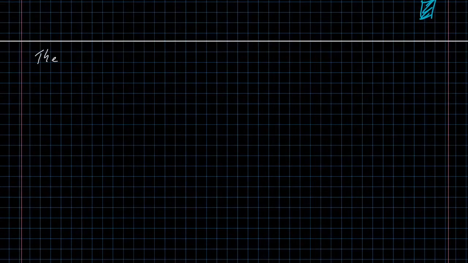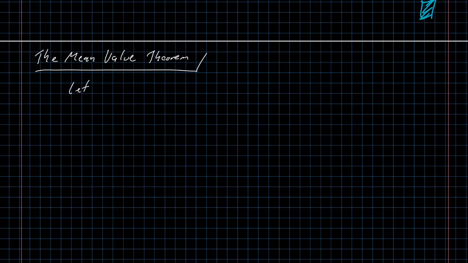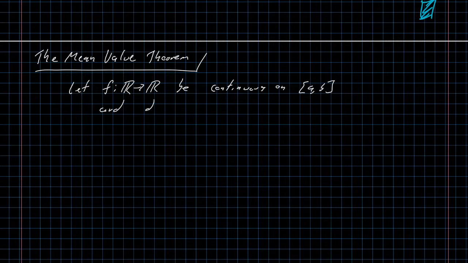That's actually all we need in order to prove the mean value theorem itself. The mean value theorem has basically the same setup. Let's let f be continuous on the closed interval from a to b and differentiable on the open interval from a to b.